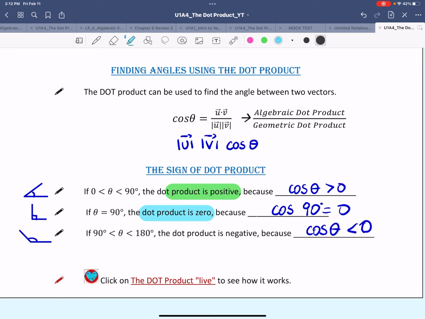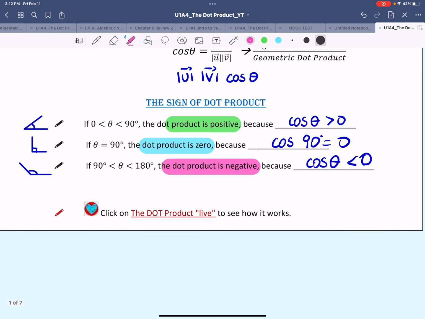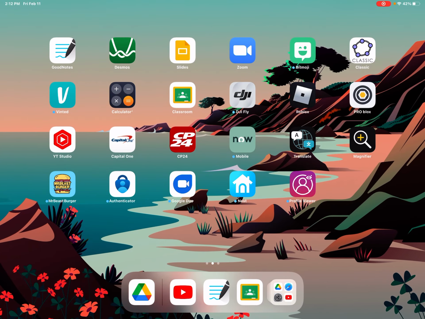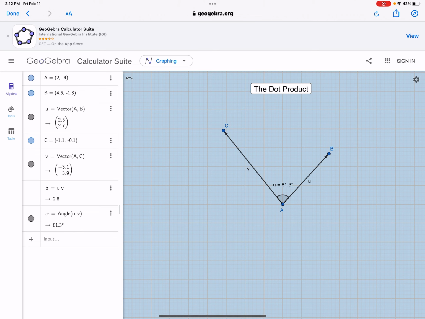Now that we know the dot product formula and somehow where it comes from, we're going to take a look at the dot product live exercise to see how the dot product of two vectors changes as we change the parameter. So what you're seeing here is two vectors u and v. They make an angle alpha. It indicates here 81.3 degrees. And we have the dot product here on the left side. We have all the information about the vectors. And the dot product is represented by b equals u dot v.